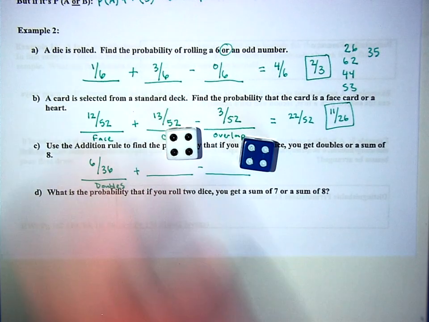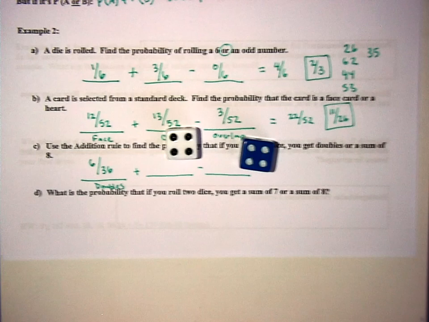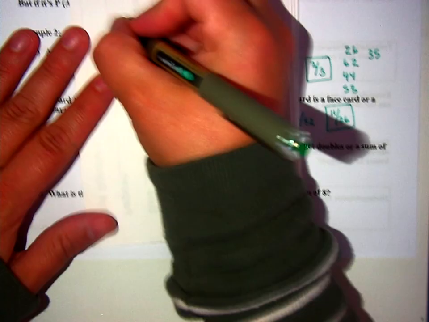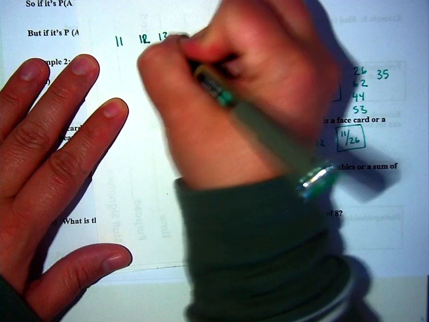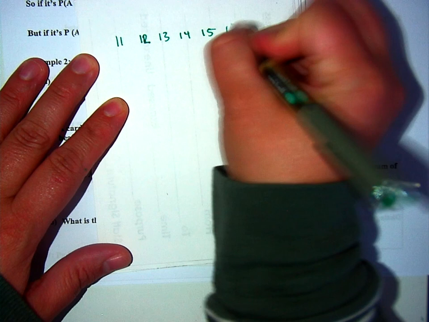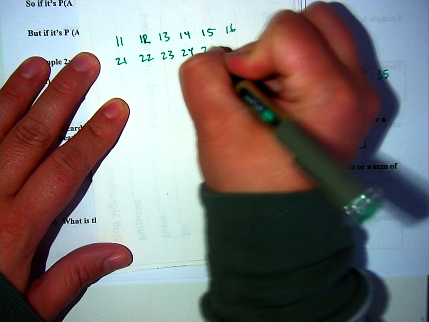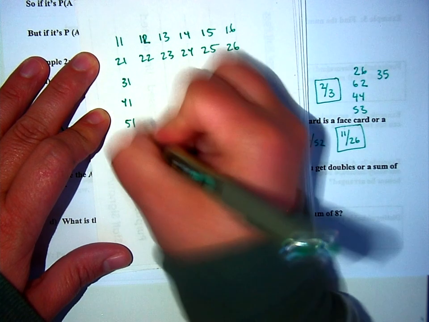Another way to look at it is if I made a list of all the choices there are: 1, 1; 1, 2; 1, 3; 1, 4; 1, 5; 1, 6; 2, 1; 2, 2; 2, 3; 2, 4; 2, 5; 2, 6; 3, 1; 4, 1; 5, 1; 6, 1.